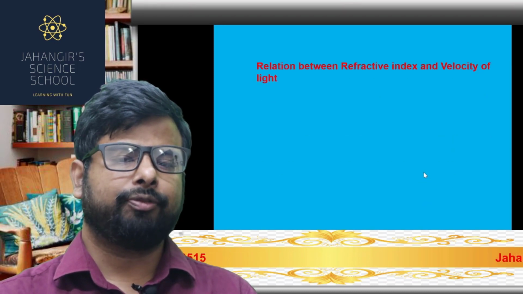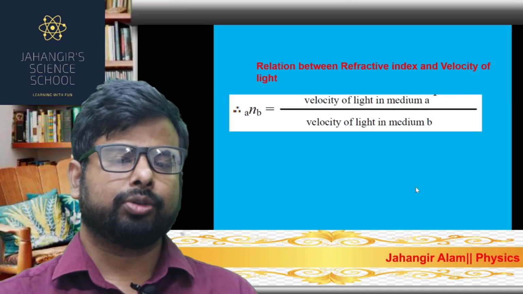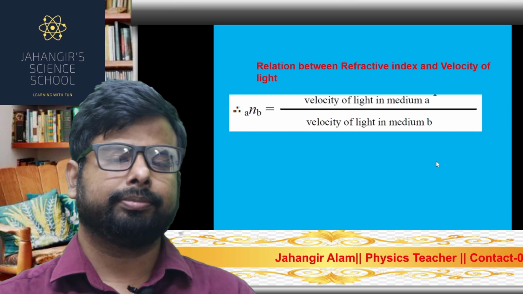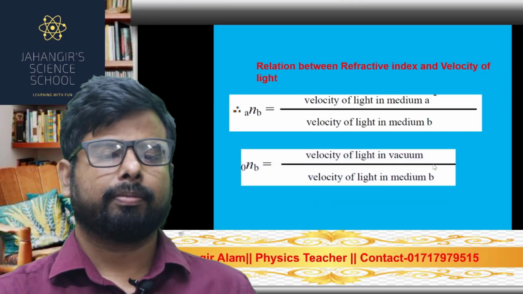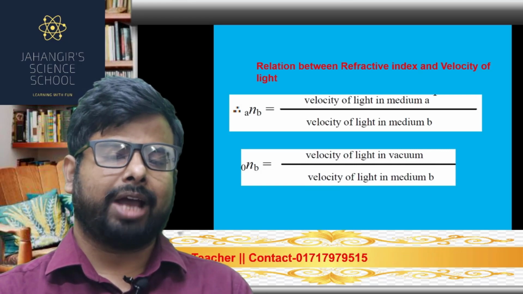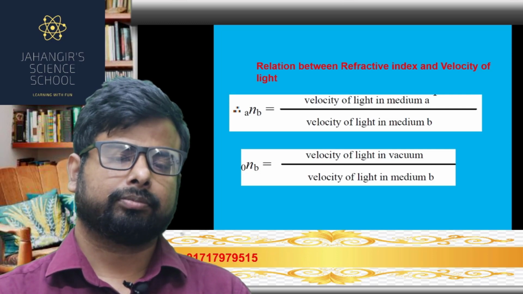Relation between refractive index and velocity of light. aηb equals the velocity of light in medium A divided by the velocity of light in medium B. 0ηb equals the velocity of light in vacuum divided by the velocity of light in medium B.